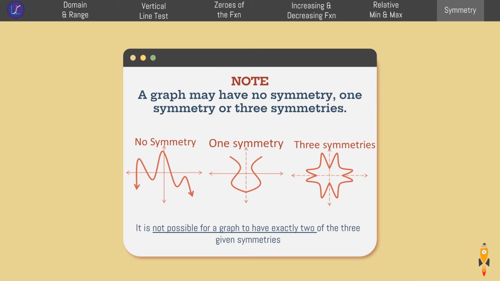Take note that a graph may have no symmetry, one symmetry, or all three symmetries mentioned. It is impossible for a graph to have exactly two of the three given symmetries. It is because if a graph has two symmetries, automatically it also has the third symmetry.